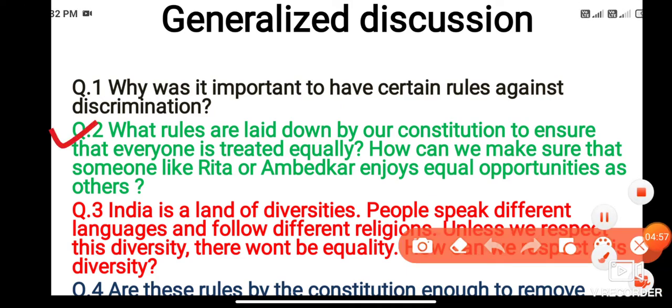All right, so moving on to question number two. What rules are laid down by our constitution to ensure that everyone is treated equally? And how can we make sure that someone like Rita or someone like B.R. Ambedkar enjoys equal opportunities as others? Alright, so what rules has the constitution actually laid down for the safety of people who belong to the lower caste, in other words?